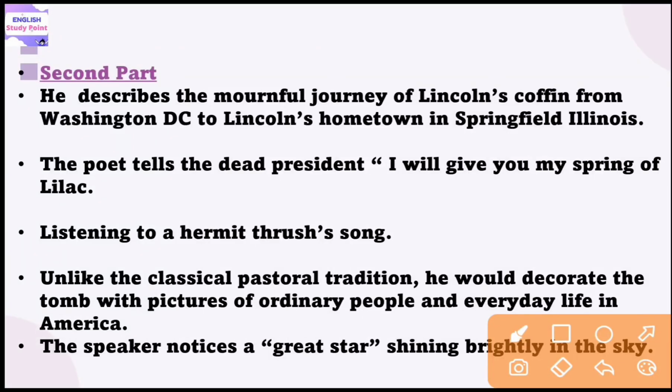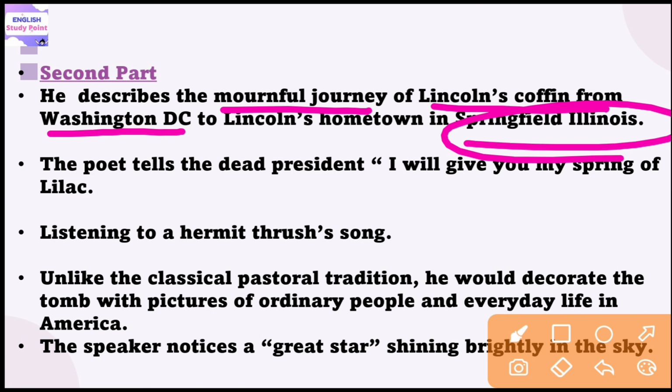In the second part of this poem, the poet describes the mournful journey of Lincoln's coffin from Washington DC to Lincoln's hometown in Springfield, Illinois. Here the poem shifts to describe a procession accompanying the coffin of Abraham Lincoln. The journey is depicted as a solemn and sorrowful one, moving through various landscapes and encountering different elements of nature. Then the poet tells the dead president, I will give you my sprig of lilac.